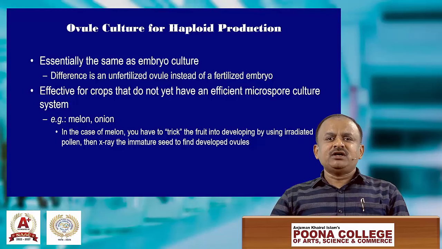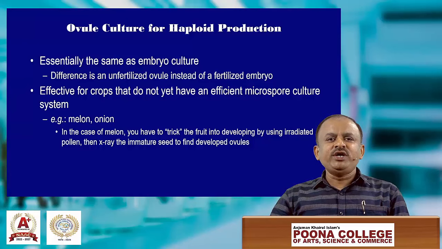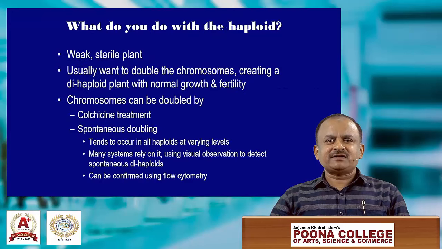Ovule culture for haploid production is very essential. This is essentially the same as embryo culture. We can develop melons or onions by following the same growth culture medium. We have to take the same growth culture medium and we can develop melons and different varieties.